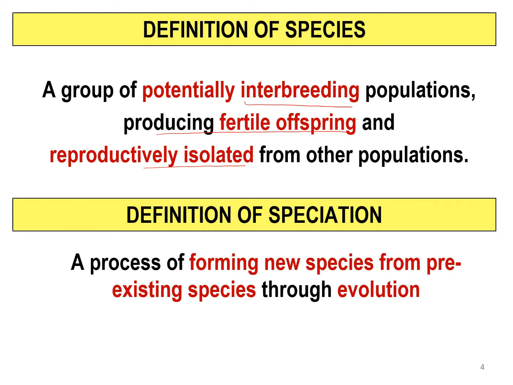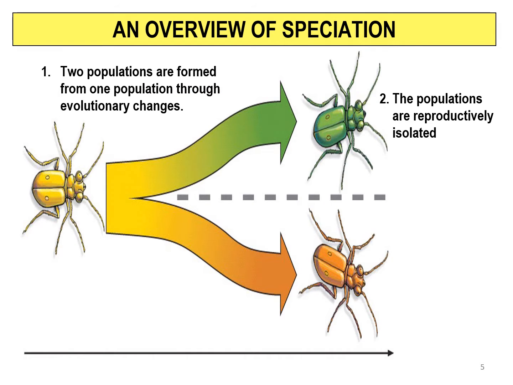While speciation is a process of forming new species from pre-existing species. Daripada satu spesies, kemudian terhasil spesies yang baharu, yang terpisah daripada spesies asal. This is what we call evolution. Okay. This is an overview of speciation.